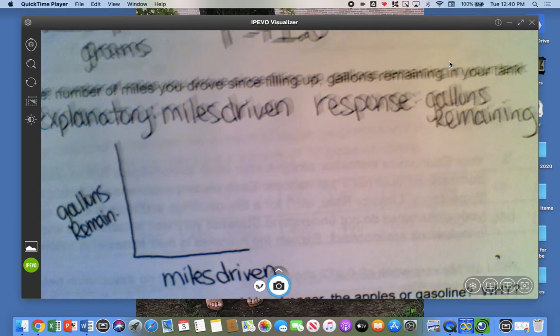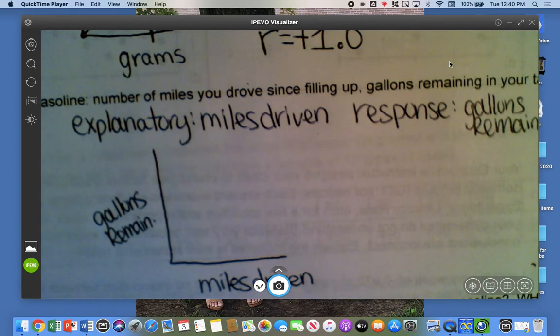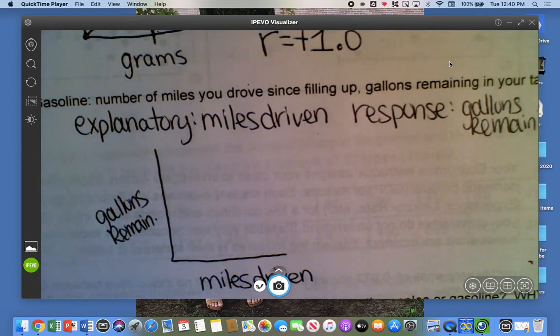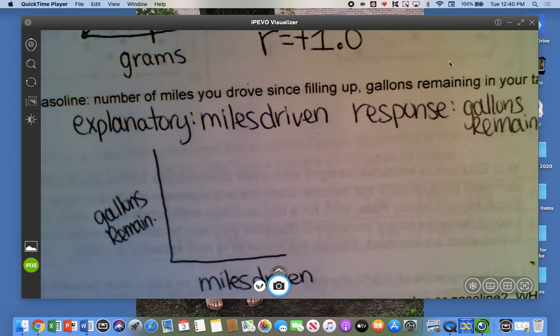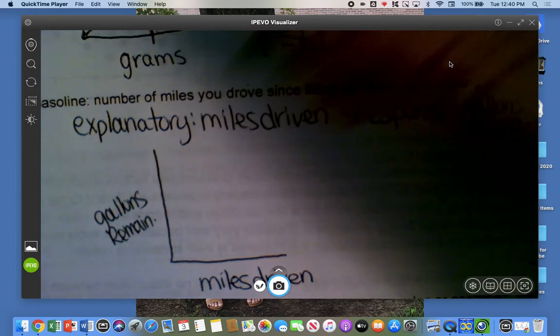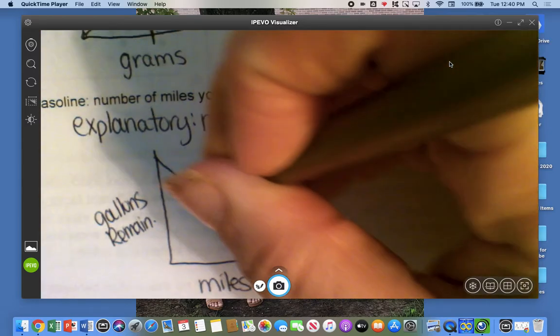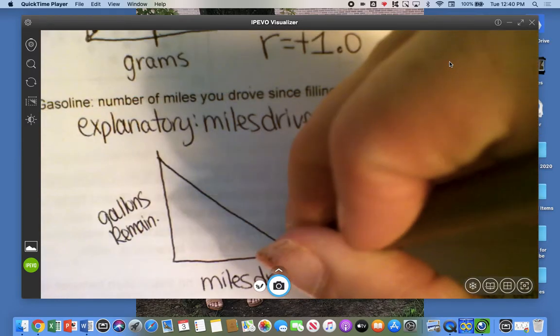Now, what type of correlation do you think this is going to look like? Positive. What's going to happen to your gas as you drive? Is the amount of gas remaining in your tank going to increase or decrease? Yeah, it's going to decrease. So you're going to start with so many gallons, and then over time you're going to drive, and at some point in time you're eventually going to run out of gas.